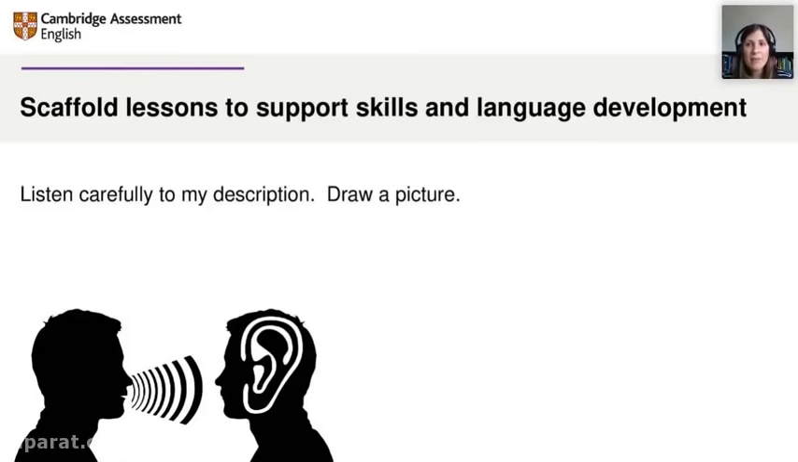Those of you that have a pen and paper, you can do this task and draw. Those of you that don't have a pen and paper, you can imagine the image in your mind, okay? Are you ready? Okay.